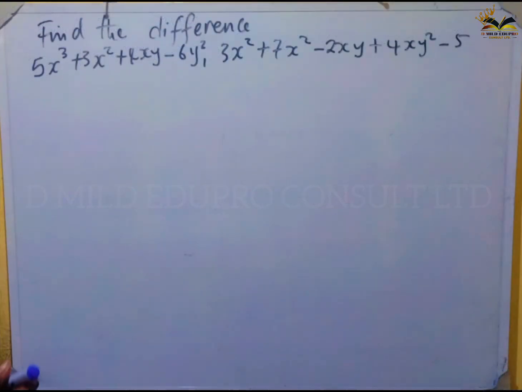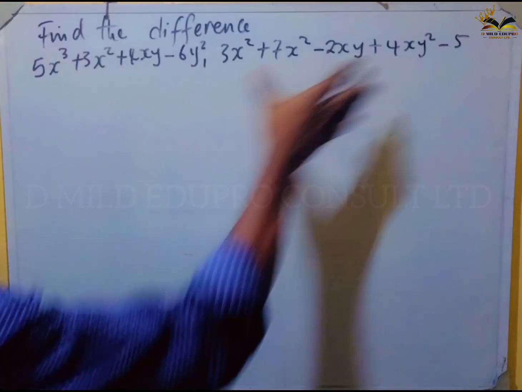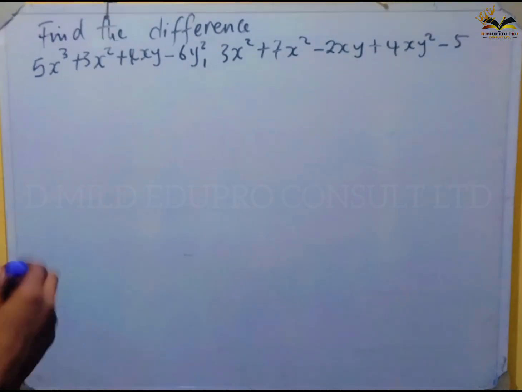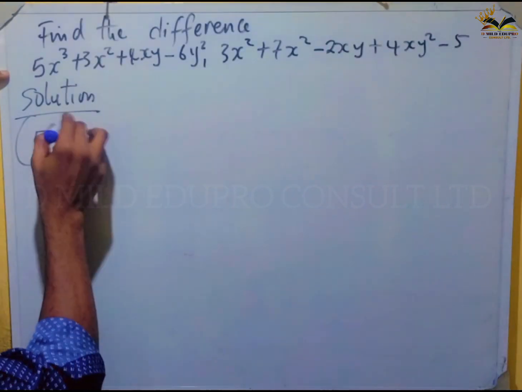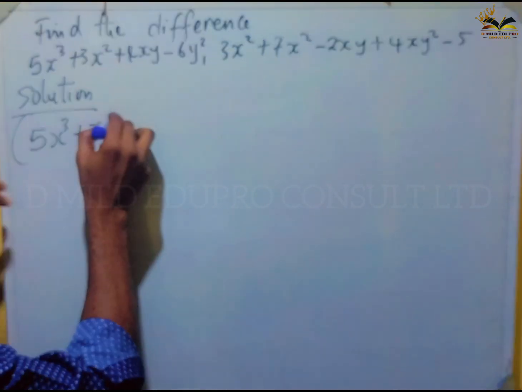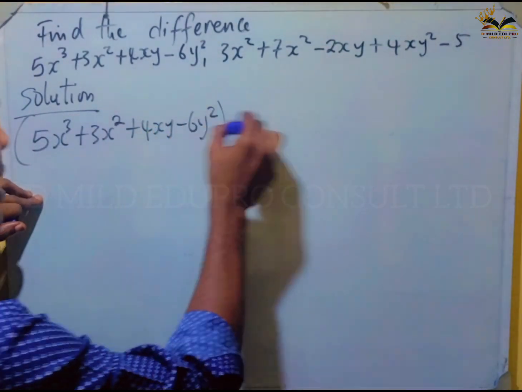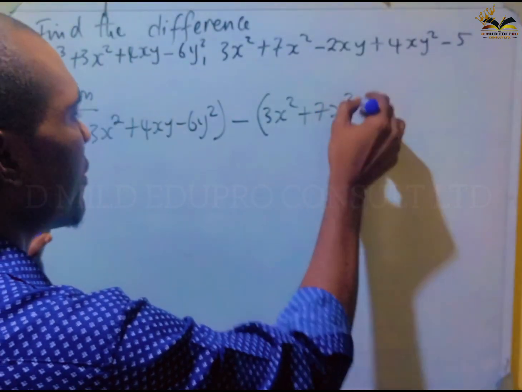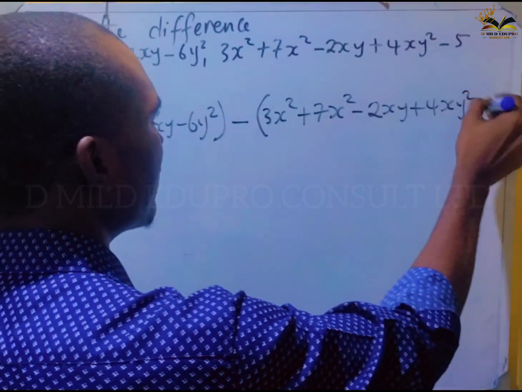So here we are asked to find the difference. The difference means subtraction. So we'll be subtracting everything from this. Remember, like I told you before, put it in a bracket so it will be easier when using the subtraction sign to open the bracket. So this is (5x^3 + 3x^2 + 4xy - 6y^2), then minus, because it's difference, (3x^2 + 7x^2 - 2xy + 4xy^2 - 5).